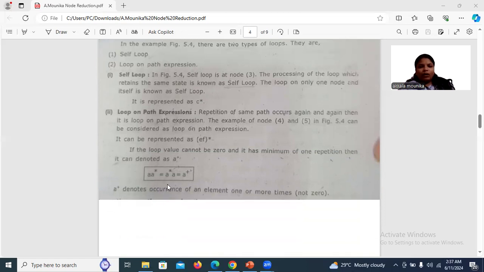If the loop value cannot be 0, then it has a minimum of one repetition, and it is denoted as a power plus. A into a power star is equal to a power star into a, which is equal to a plus. A plus denotes the occurrence of the element one or more times.